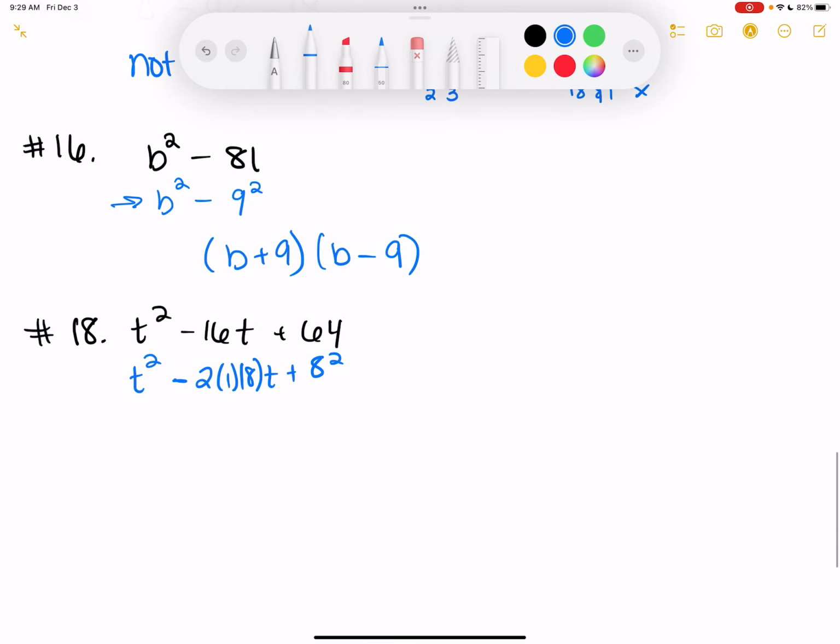Okay, so then this factors into t minus 8 squared. Okay, and remember the minus sign matches up to whatever the middle term sign is. And obviously don't forget, you can FOIL to check.